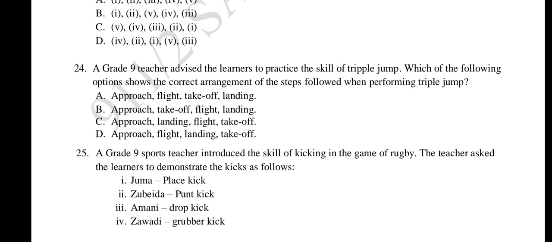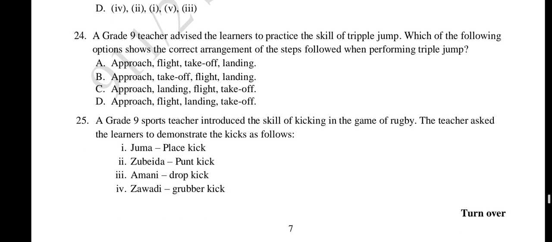Then a grade 9 teacher advised the learners to practice the skill of triple jump. Which of the following options shows the correct arrangement of the steps followed when performing triple jump? Steps: approach, takeoff, flight, landing, which is B. Okay, the correct answer is B.